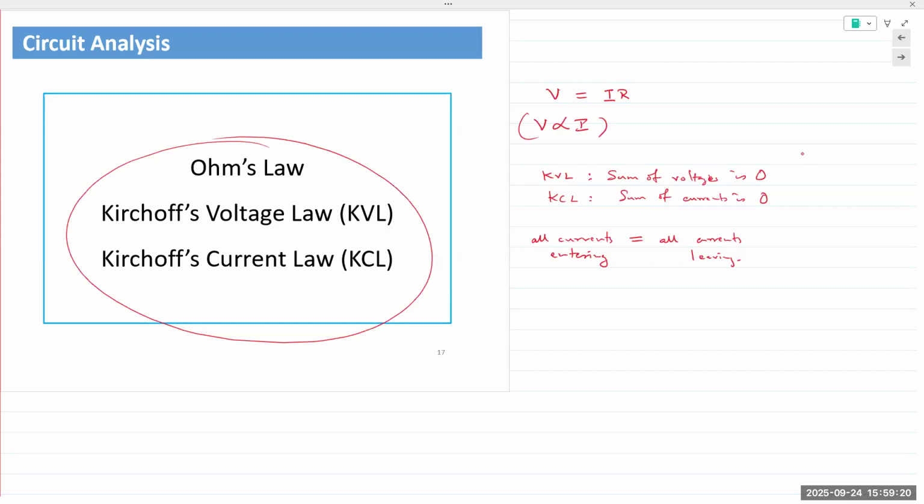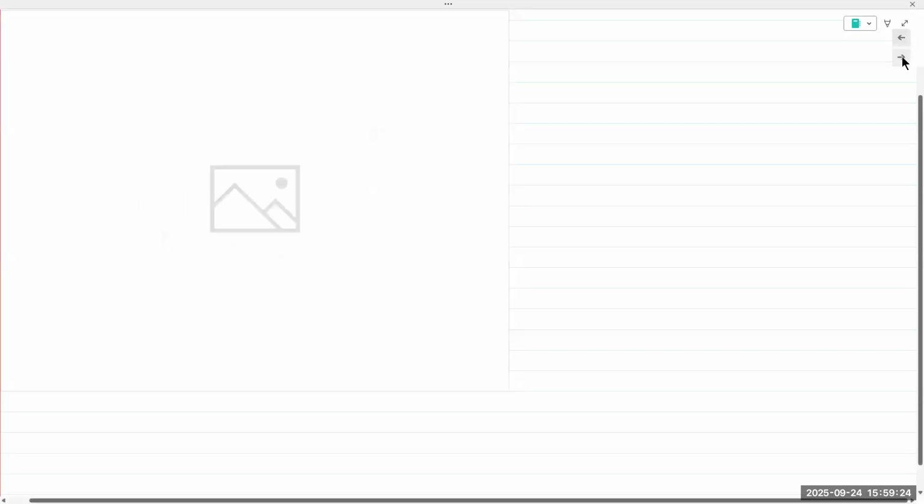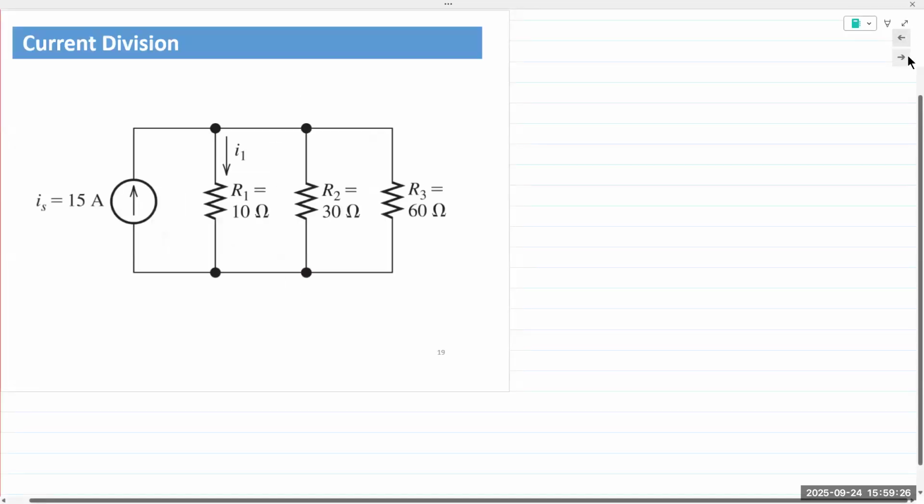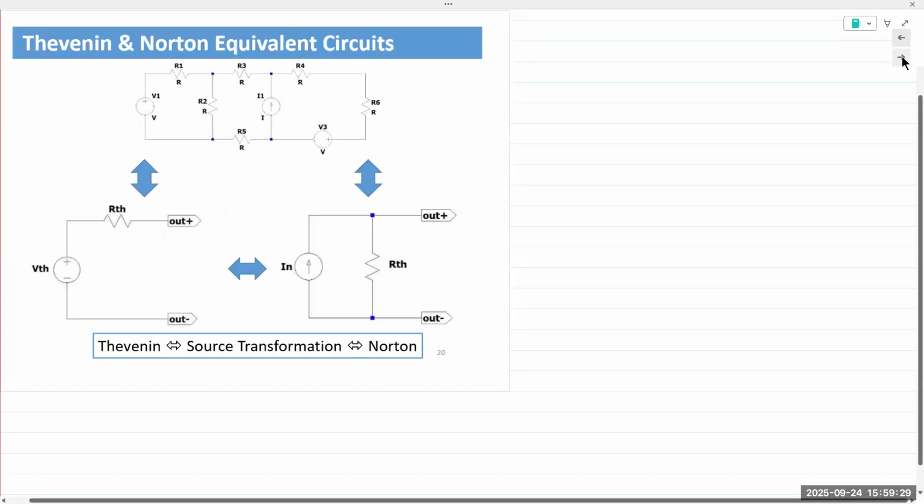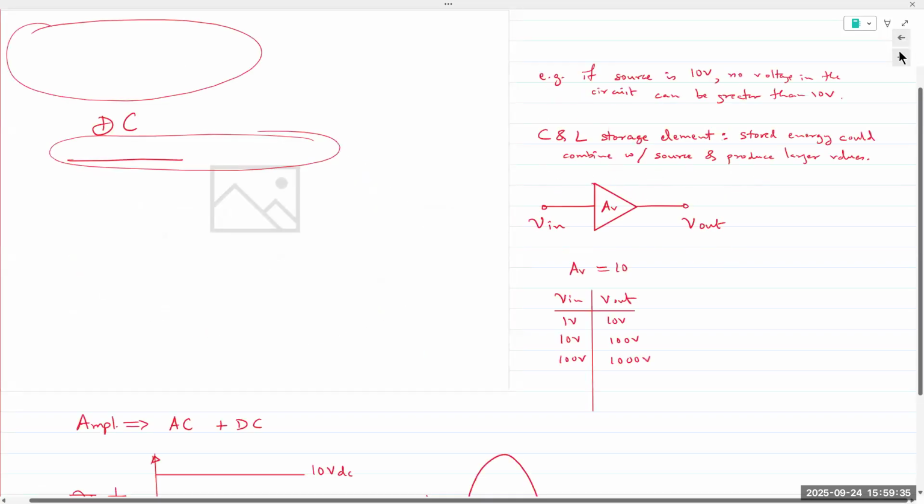All right, so we'll end class here today, and we'll pick up here again tomorrow. Just a few more examples like voltage division, current division, and then Thevenin and Norton equivalent circuits. And then we'll wrap up chapter 1 on Friday.